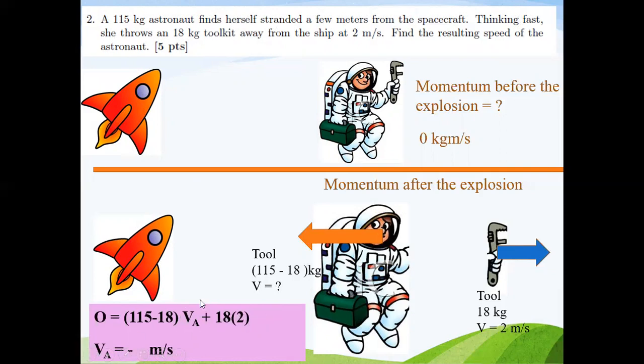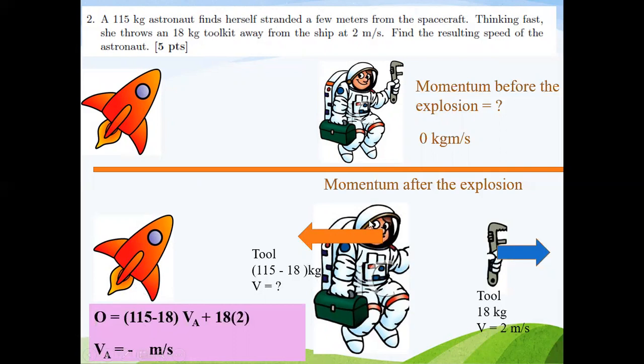Then you have to solve for the astronaut's velocity. So basically you multiply these two numbers, 18 times 2, 36. And when you're taking it to the other side, it will be negative 36. And you need to divide it by this 115 minus 18. So you will end up getting a negative number, right? So you can solve for that number using a calculator. Now the astronaut speed is a negative value, right? So negative whatever the number that you get.